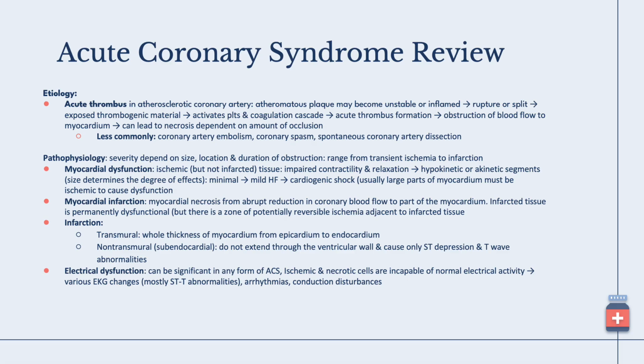Less commonly, there can be a coronary artery embolism, a coronary spasm. So think about our Prinzmetal or our cocaine-induced artery spasms, or a spontaneous coronary artery dissection where blood is being diverted. Pathophysiology: the severity is going to really depend on the size, the location of where the obstruction is occurring, and then the duration of the obstruction or occlusion. And it can range from transient ischemia all the way to infarction.